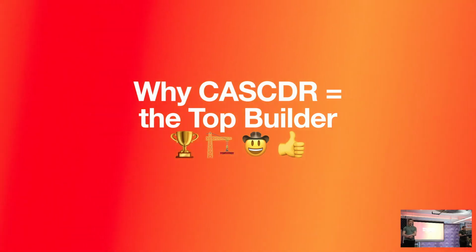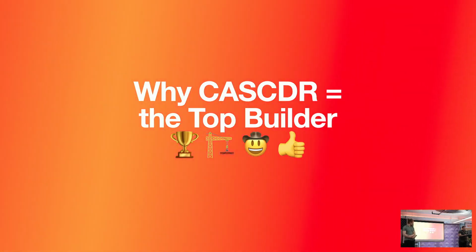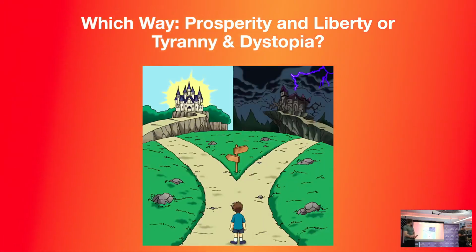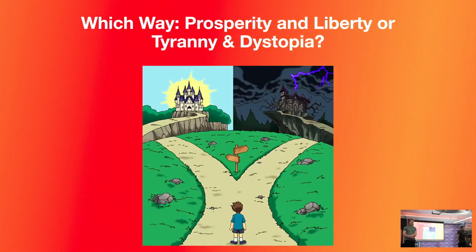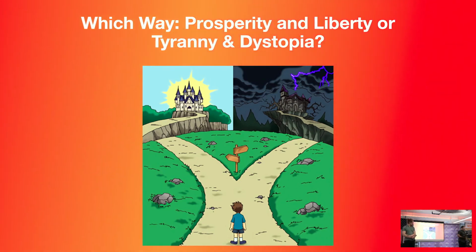All right, so this one's for the judges. Why you should pick Top Builder. Pick CASCDR for Top Builder. The first is our mission. We want to ensure that the AI revolution serves liberty and not tyranny.